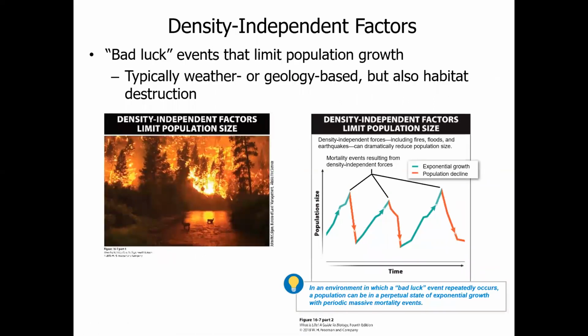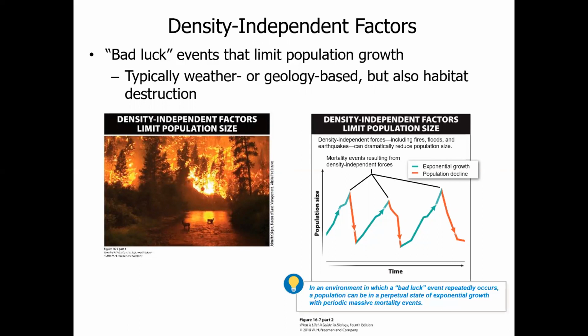So we talked about density-dependent factors and how those impact population growth in terms of things like predation, competition, and so on and so forth. But on the other hand, we have what are called density-independent factors. And your book describes these as bad luck events, basically. These will limit population growth regardless of the size.